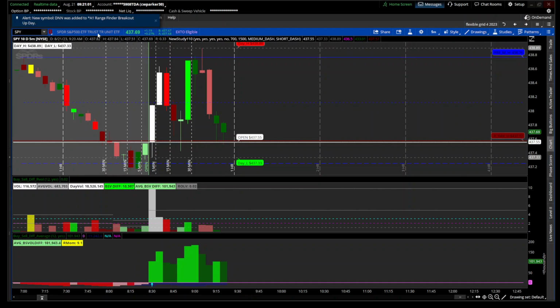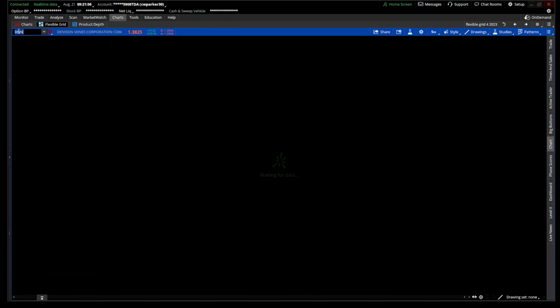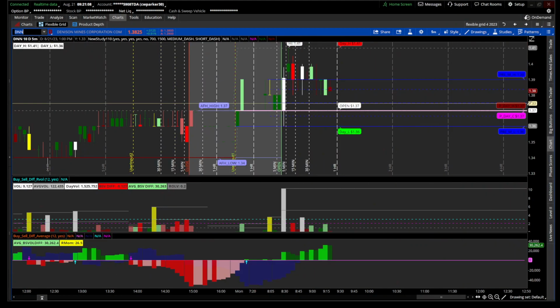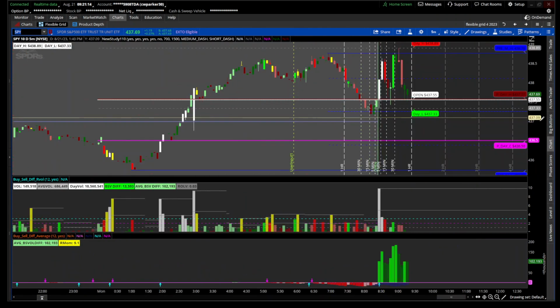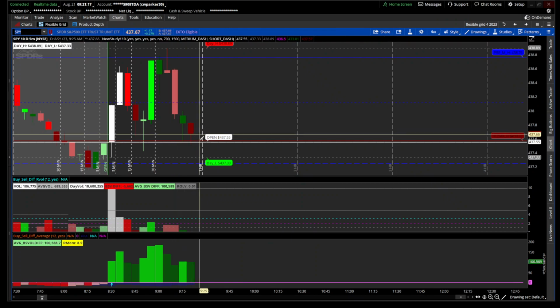DNN was added to my range breakout indicator. Let me check out DNN and see what it's doing. It doesn't look like it has a lot of volume, so we're not going to look at that. I need to change the parameters for that thing. Well, for the most part, this is the indicator.